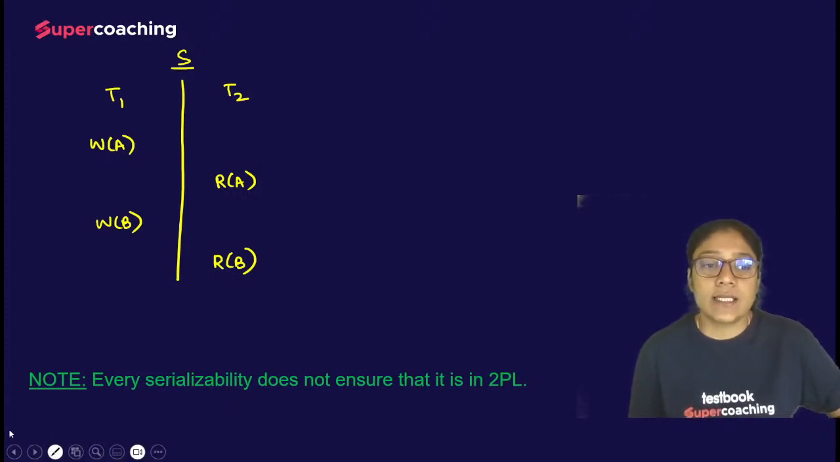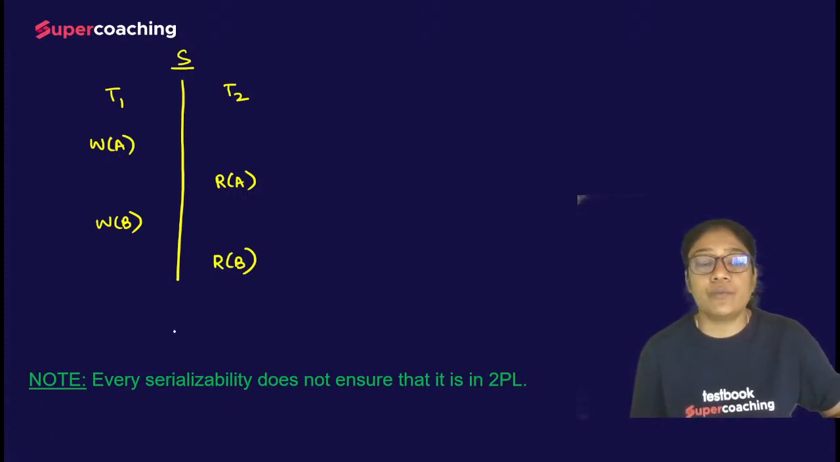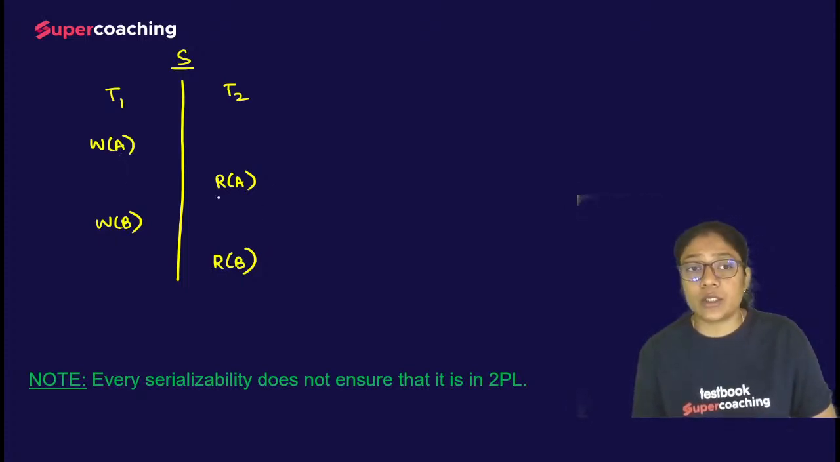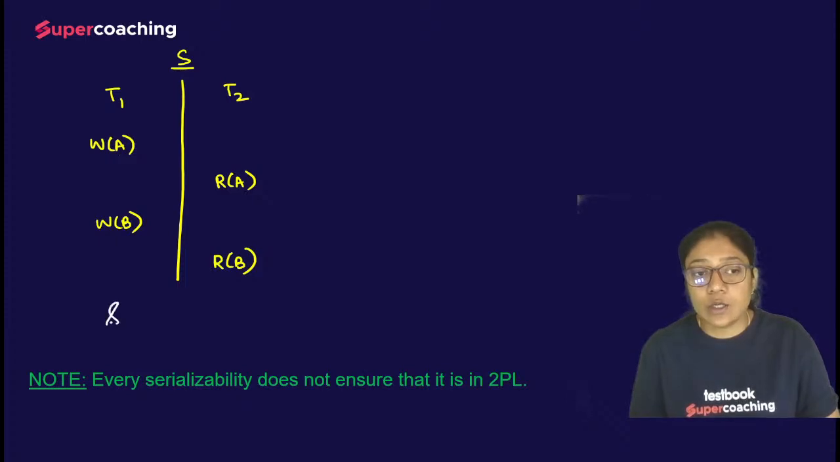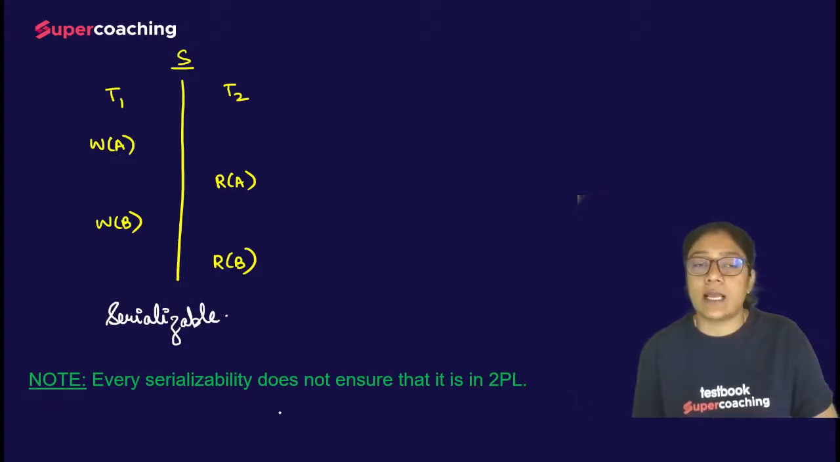The WR sequence says that it's T1 to T2. If we check for a write operation, only transaction T1 is performing the write operation, and for initial read, there is no initial read. So this given schedule is view serializable. Since it is view serializable, I can say that the given schedule is serializable.